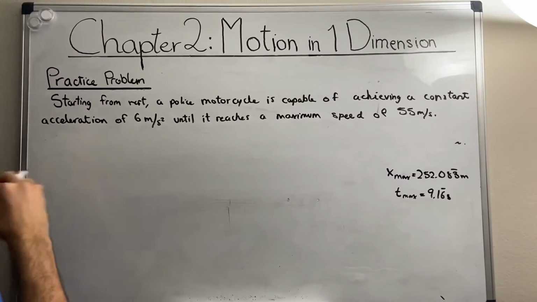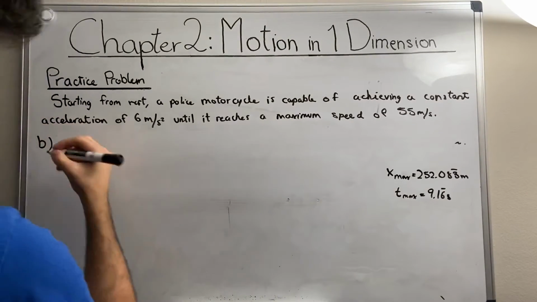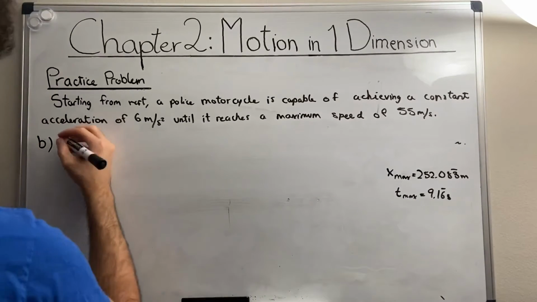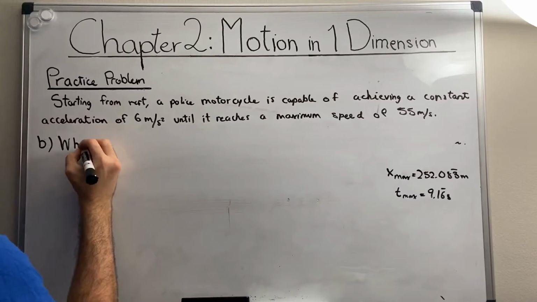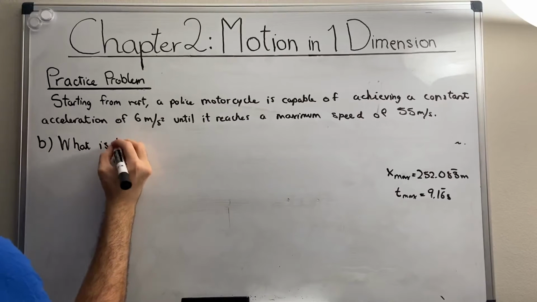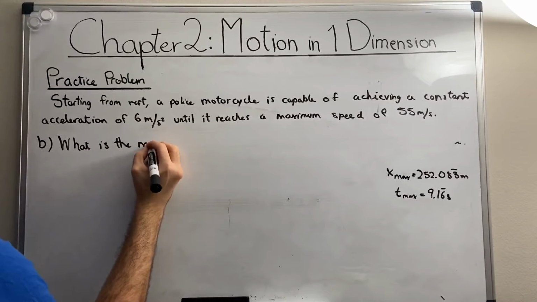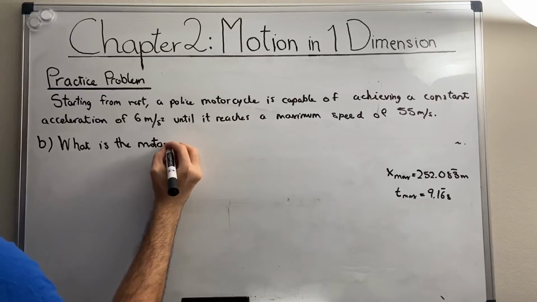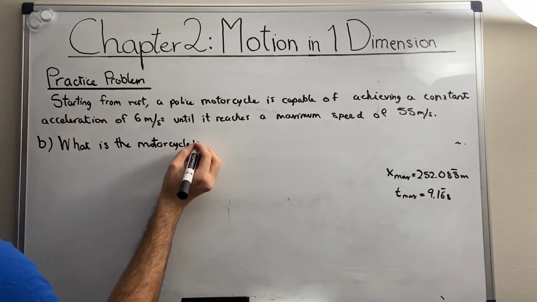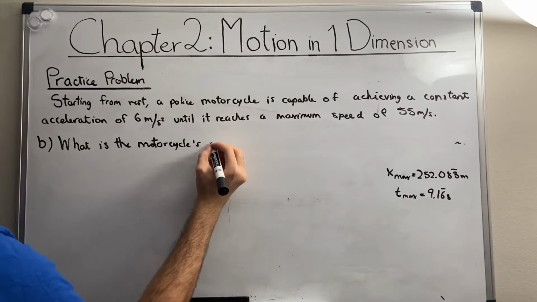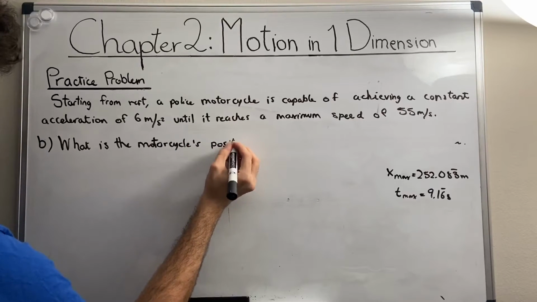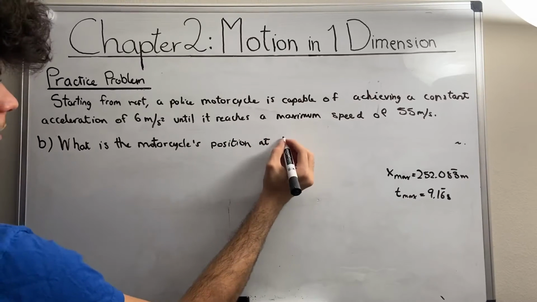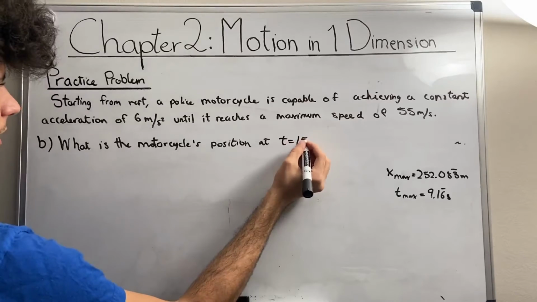All right, question B. This is a multi-part question. It's part of the reason that it's so difficult. What is the motorcycle's position at t equal to 15 seconds?